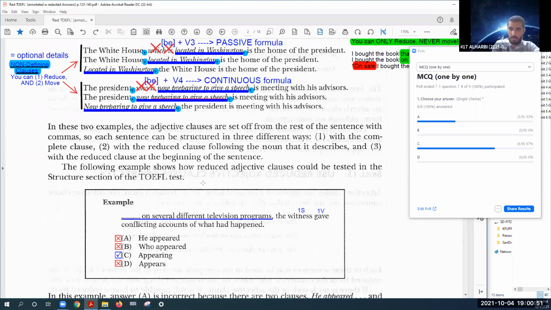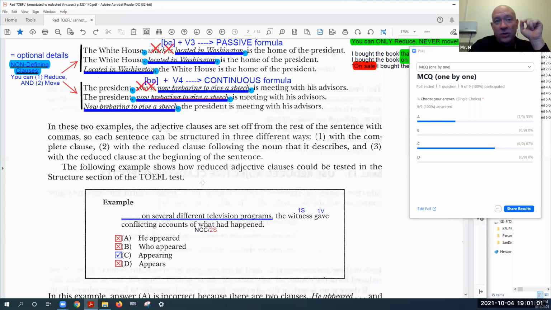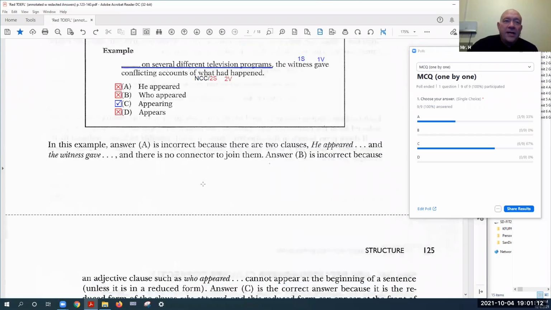What is "of"? "Of" is a preposition, right? Yeah. So after that, we have a noun clause connector, then the second subject, then the second verb. All right, guys.